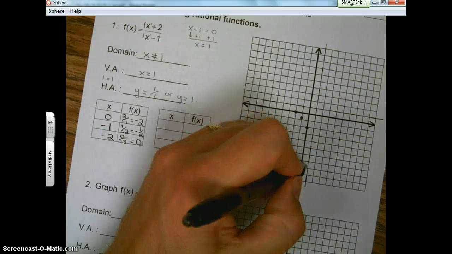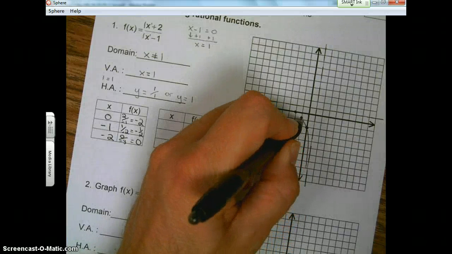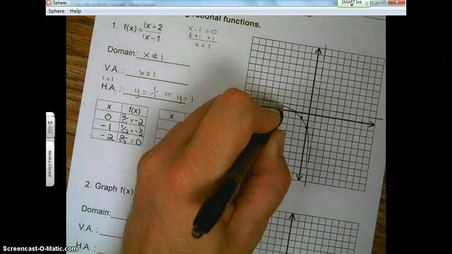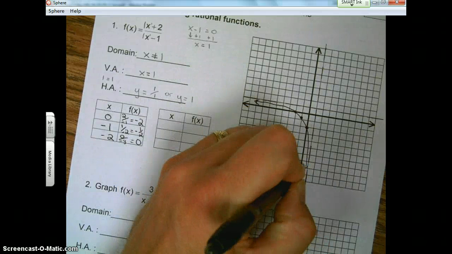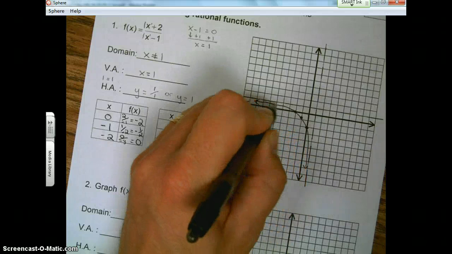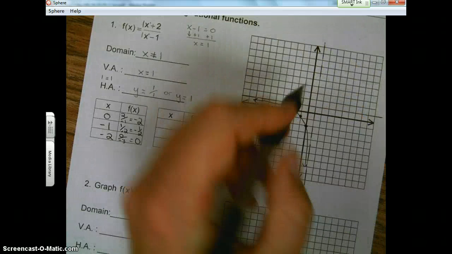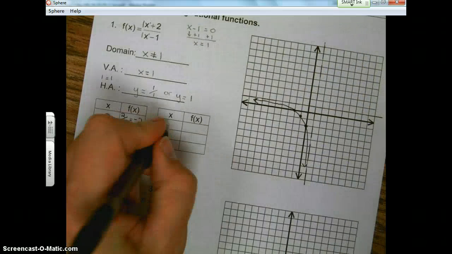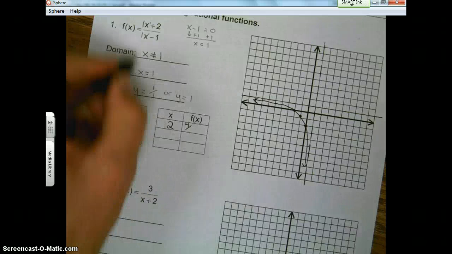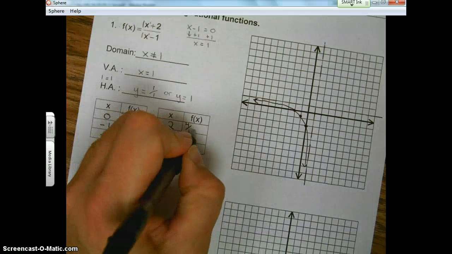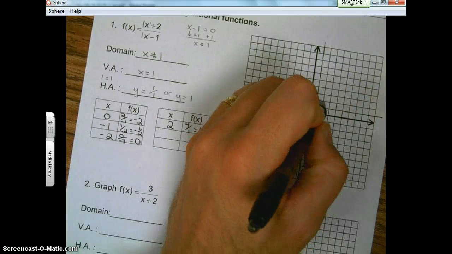Okay, so we're going to draw our graph in. It's going to go along this asymptote, curve through these points, and then curve along our horizontal asymptote like that. In general, our graph is going to curve along the asymptotes. Okay, let's look at this side. Let's go over 2 units. So 2 plus 2 is 4, and 2 minus 1 is 1. So this y-coordinate is going to be 4. So the point is 2, 4.